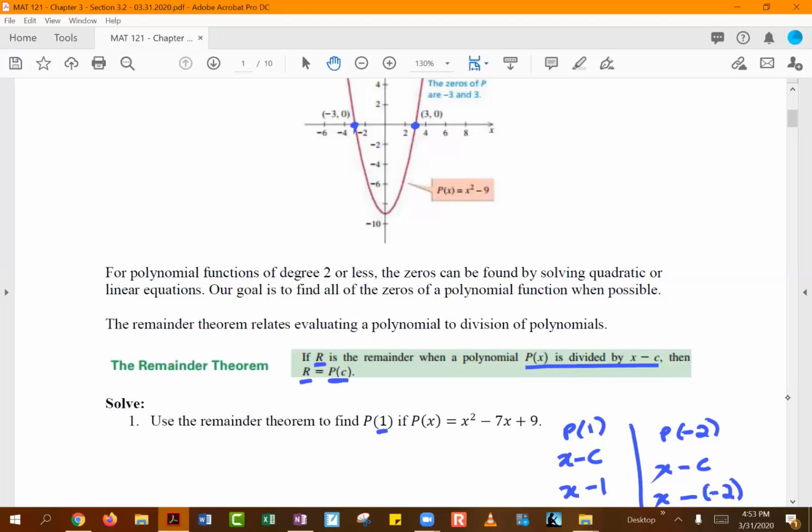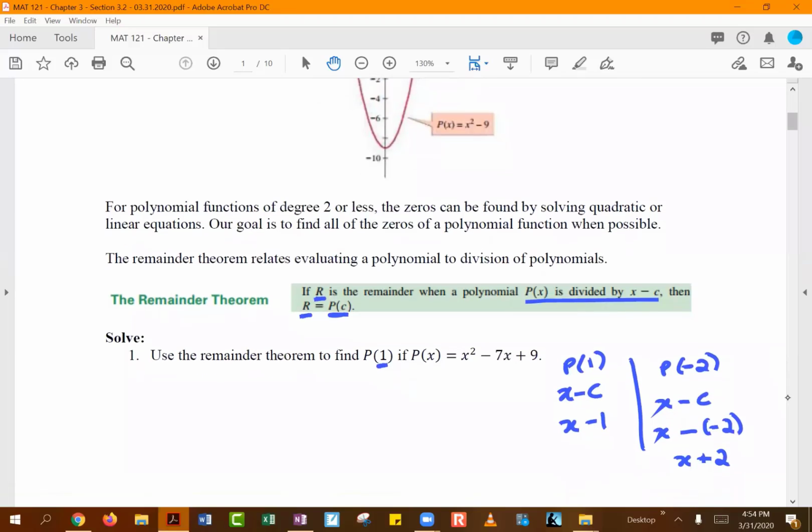They're asking us to use the remainder theorem, and they're saying find p of 1 if your given polynomial function is x squared minus 7x plus 9. So what happens here is, you have to take this polynomial function and divide it by x minus c. That c value, that number c, is going to be this number 1 that they're giving us right here inside the parentheses. So you're going to be dividing it by x minus 1 instead of x minus c.